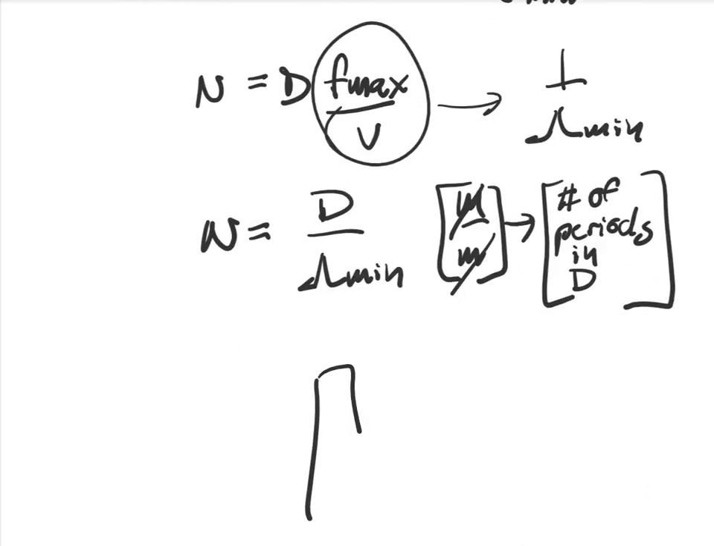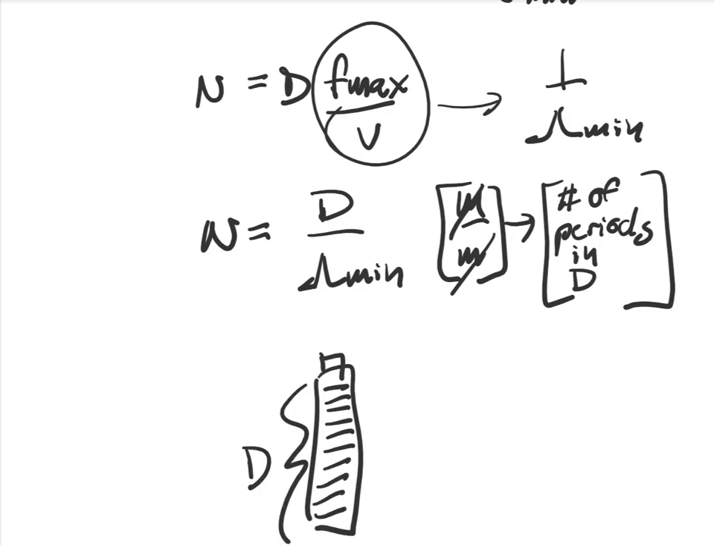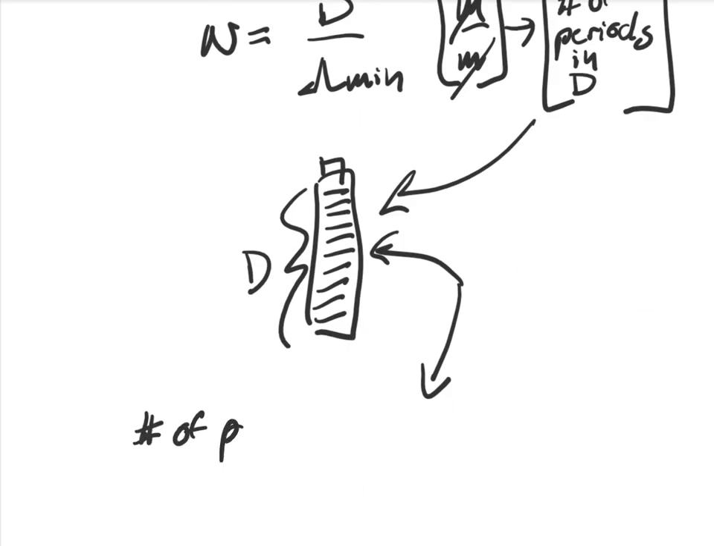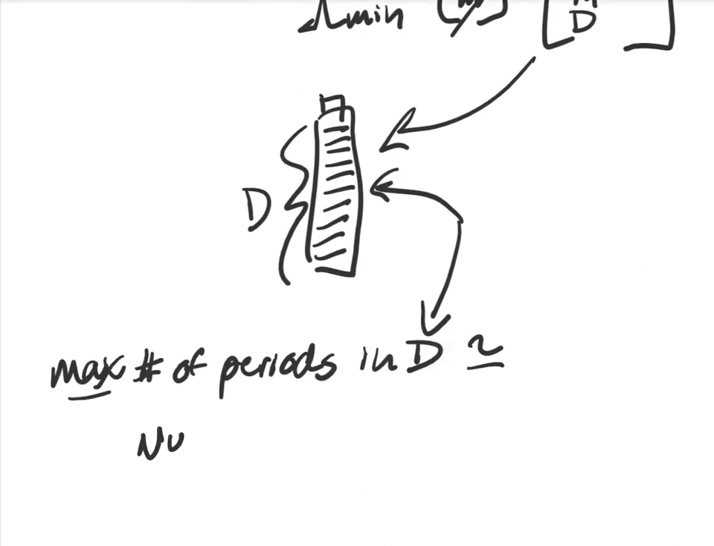So if we take a look at the AOM, what we're saying is the number of scannable angles, or the number of scannable points of an acousto-optic modulator, is approximately equal to the number of periods that fit in the aperture.